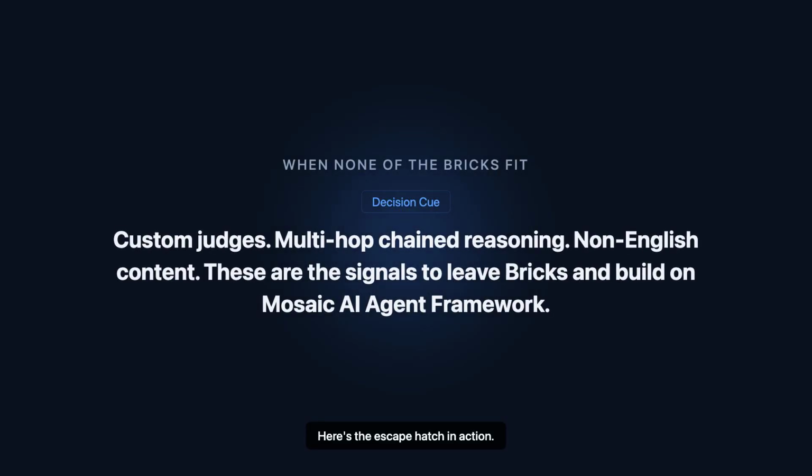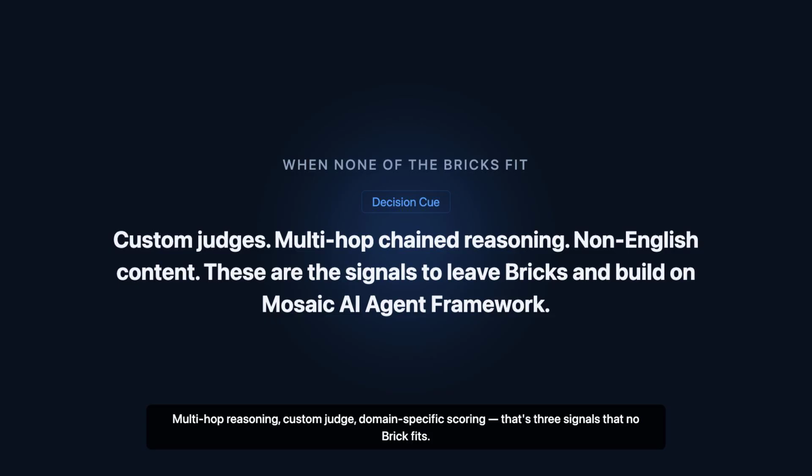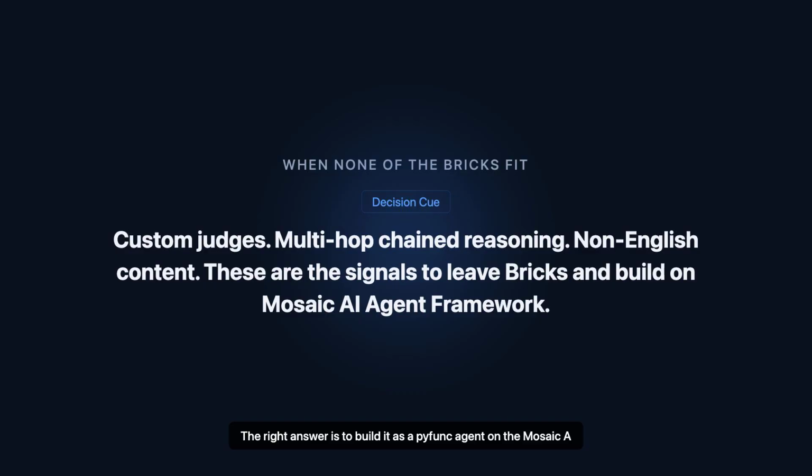Here's the escape hatch in action. Imagine a scenario where a legal team needs an agent that reads a contract, looks up 3 referenced clauses in a separate corpus, reconciles them with case law, and produces a custom compliance score using their own scoring rubric. Multi-hop reasoning, custom judge, domain-specific scoring, that's 3 signals that no brick fits. The right answer is to build it as a PyFunc agent on the Mosaic AI agent framework. Recognizing those signals is the same skill as recognizing when a brick does fit.